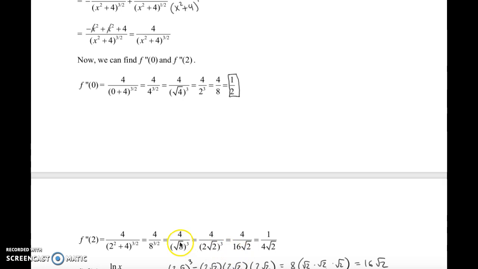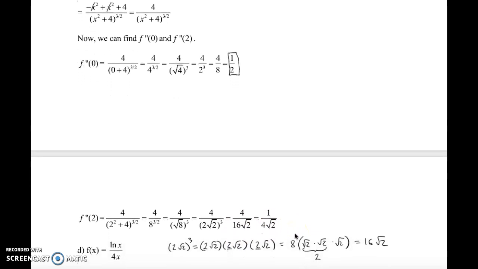Once we simplify, because the square root of 8 is the square root of 4 times 2, sorry, and 4 is a perfect square, so it comes out, which is where we get this from. And when we do some math magic here, we end up with 16 square root of 2, which simplifies to 1 over 4 square root of 2.